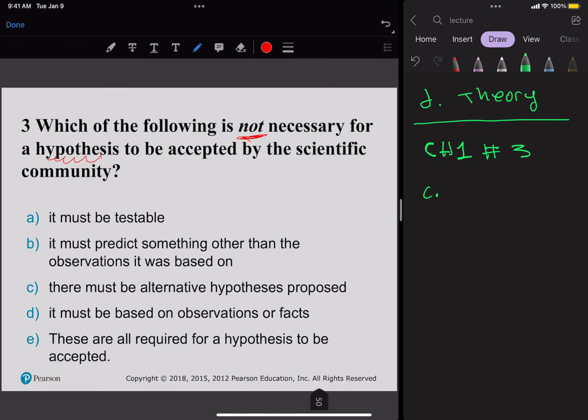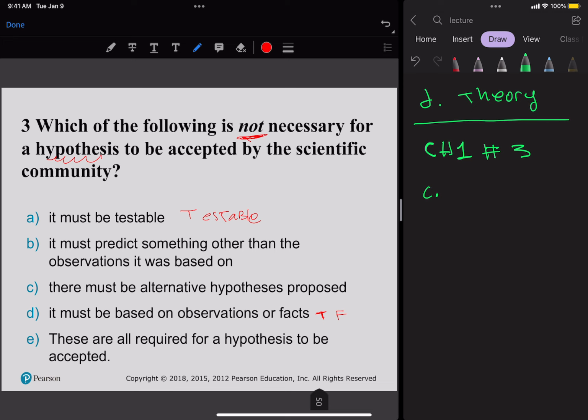Let's see why. The first thing is that a theory has to be testable. You have to be able to do experiments on it. So yes, it has to be testable. You have to be able to run an experiment. And the next one here is observable facts. It has to give you an answer in terms of true or false. So it has to be based on observable facts.